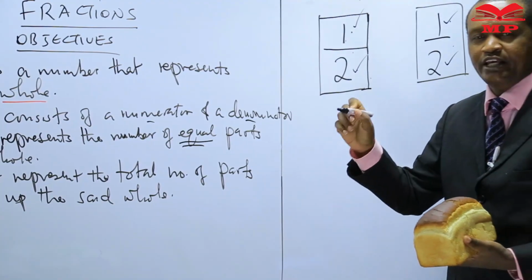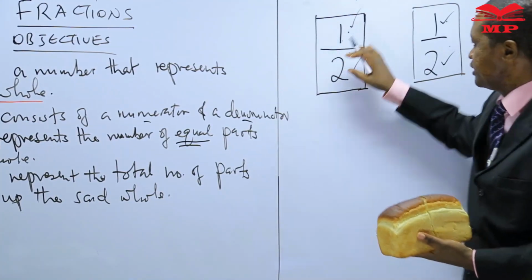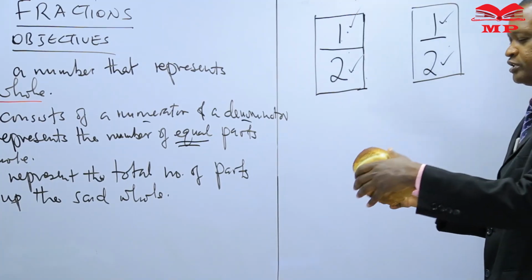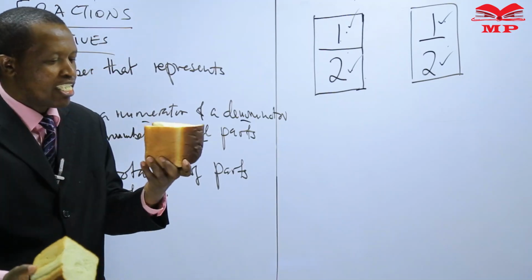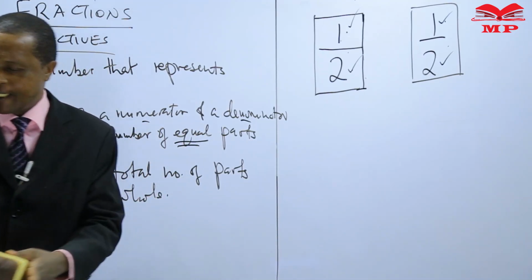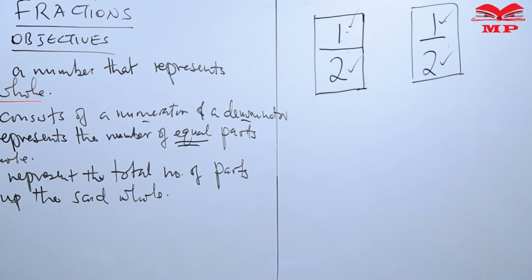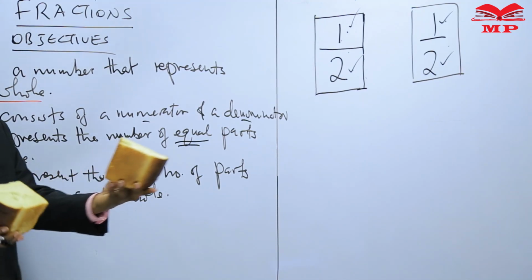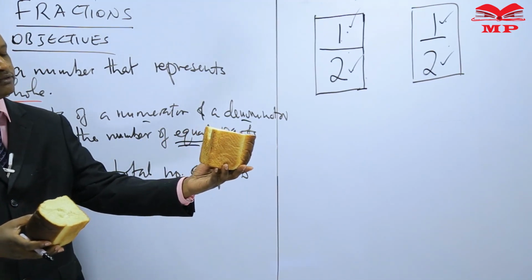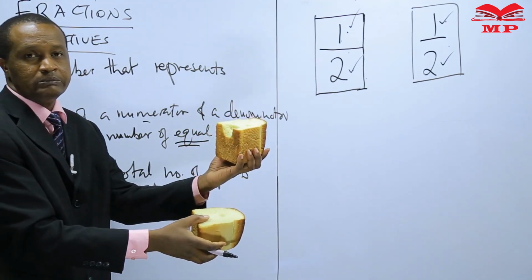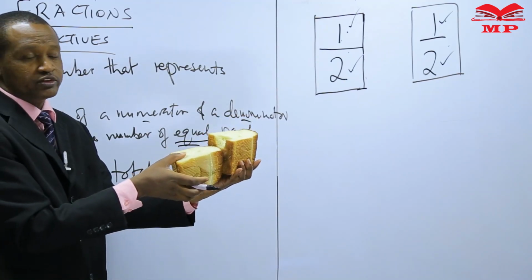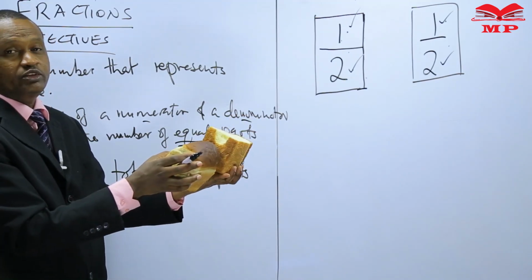The parts must be equal. If these parts are reduced, if I'm to reduce this loaf, this one is no longer a half. It's no longer a half because it has been reduced.